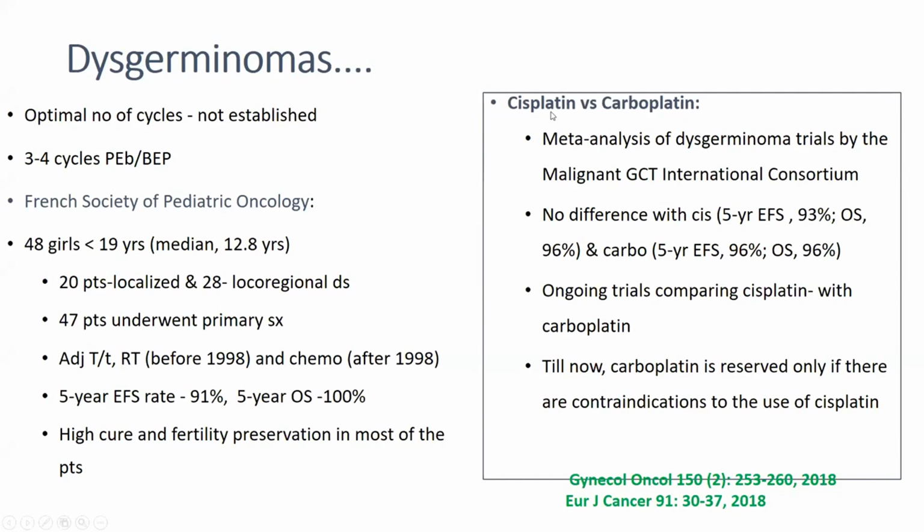So should we give cisplatin, or can we replace it with carboplatin? There are a few meta-analyses and a few retrospective studies which have shown that carboplatin is equally effective in these patients, with a reduced risk of toxicity. But cisplatin is the standard of care till now, and there is an ongoing trial which is comparing cisplatin with carboplatin. So till now, cisplatin is the standard of care.